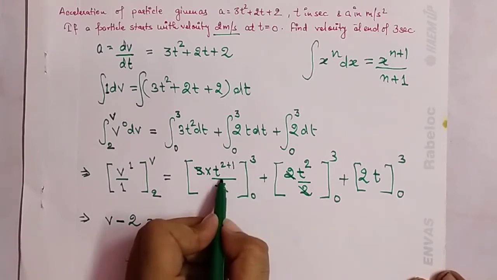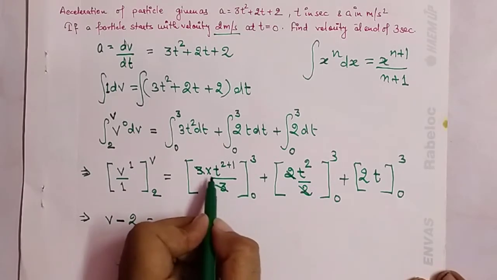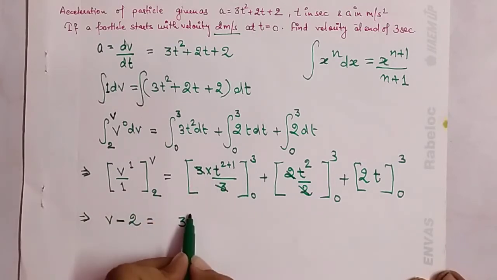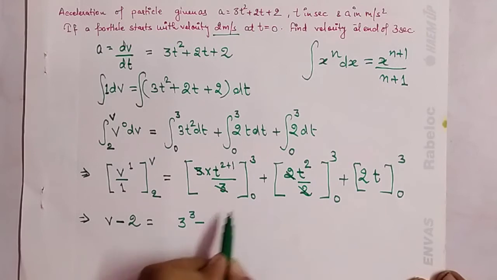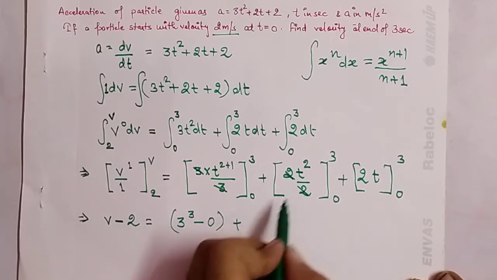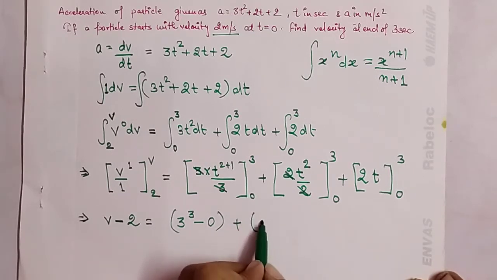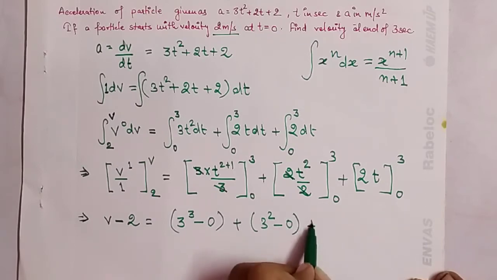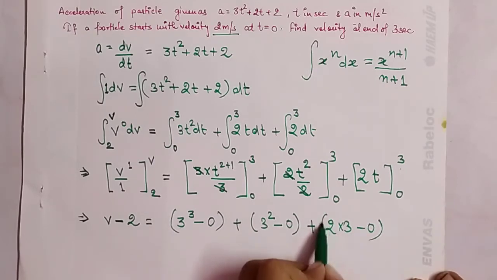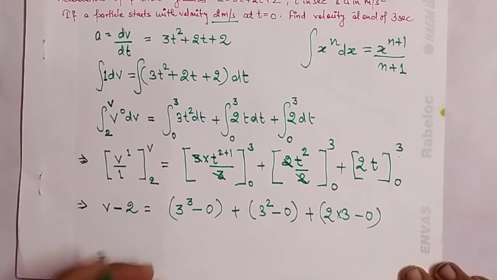So first put the upper limit, that is 3 to the power t to the power 3, that means 3 to the power 3, and the next term will be directly 0. Now let's come to the second term. It will be 3 square minus 0, plus the first, that is 3, and the next term will be 0. Alright, now let's sum up all the terms.